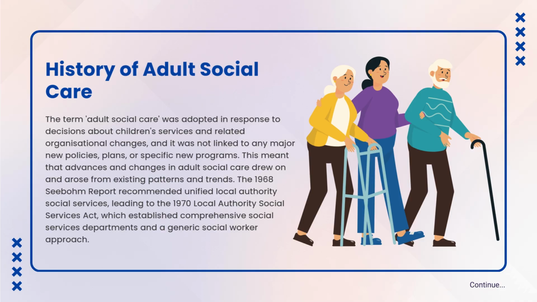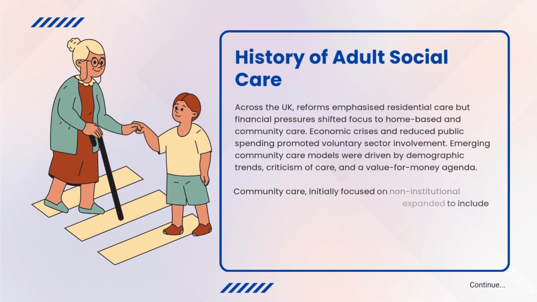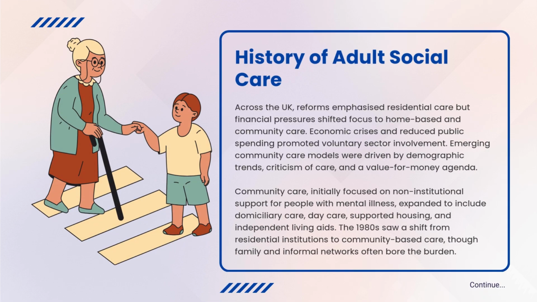The 1968 CBOM report recommended unified local authority social services, leading to the 1970 Local Authority Social Services Act, which established comprehensive social services departments and a generic social worker approach. Across the UK, reforms emphasised residential care, but financial pressures shifted focus to home-based and community care. Economic crises and reduced public spending promoted voluntary sector involvement.